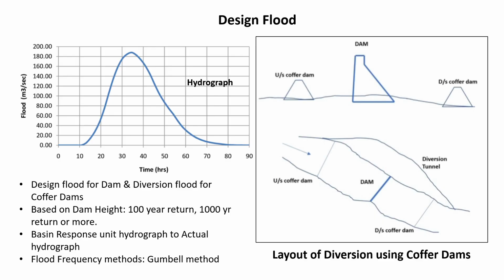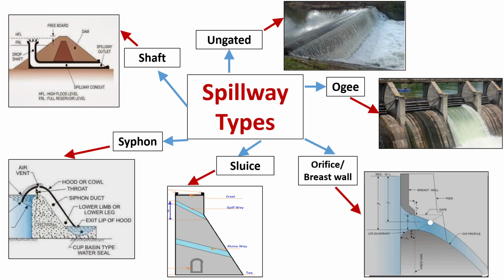Other method is if we have measured river data, we know the peak values of each year. Peak values of each year are used to estimate the design flood according to the Gumbel method for different return periods. In similar way we have to estimate the diversion flood for coffer dams. We have finalized the design flood.